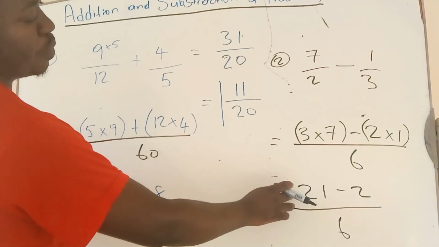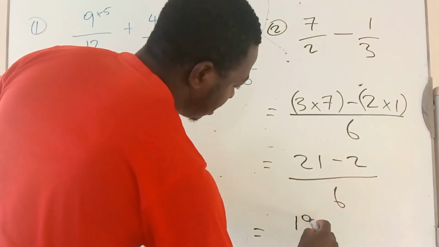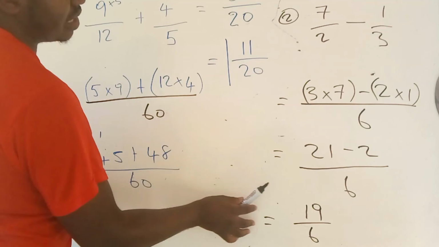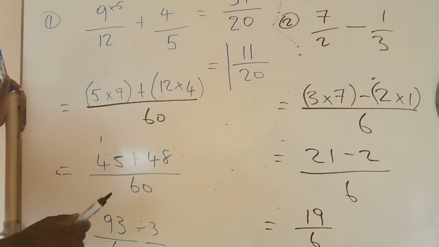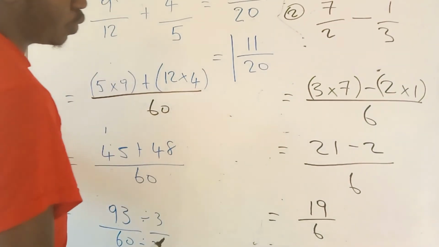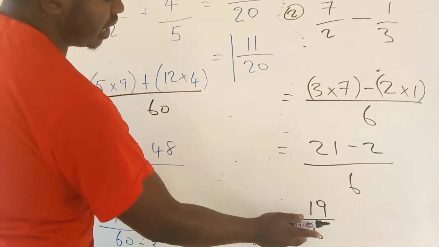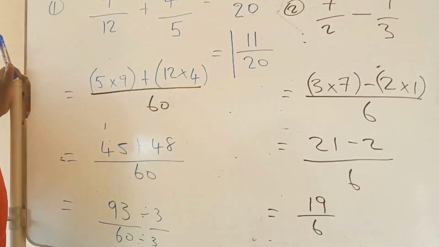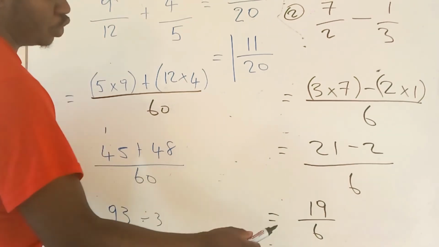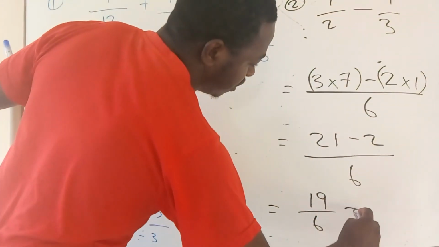We can simplify the numerator. 21 minus 2 gives us 19 over 6. We can leave our answer as 19 over 6, or we can simply write our answer as a mixed number. Let's just go ahead and show you. There's no number that you can divide 6 and 19 by without leaving a remainder. Both numbers, that is. So you're going to ask yourself, how many groups of 6 can you get out of 19? The answer is 3.